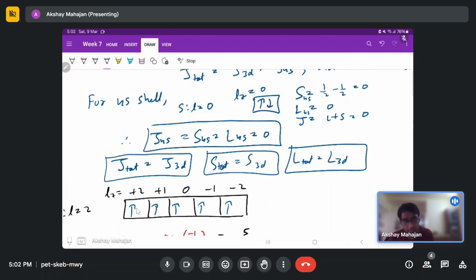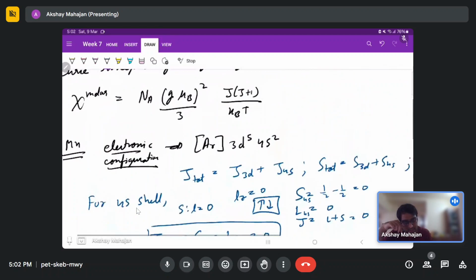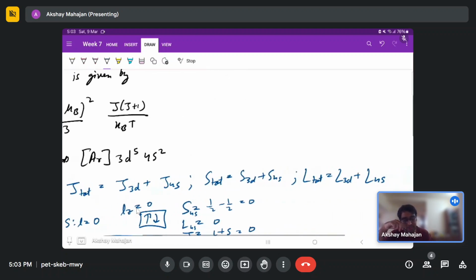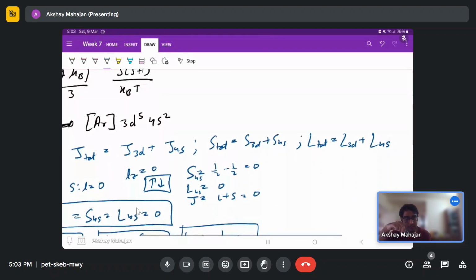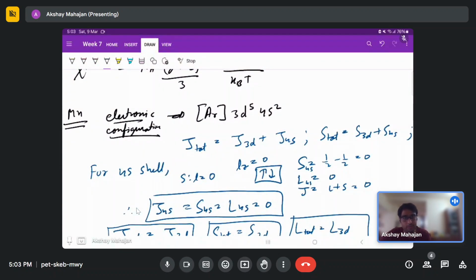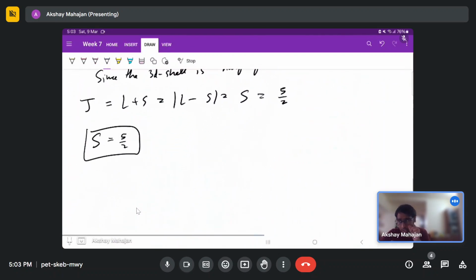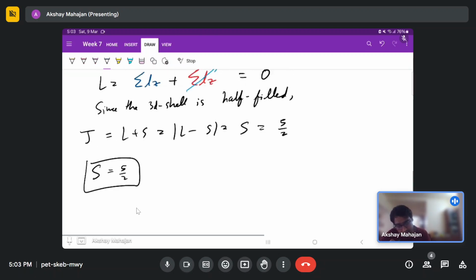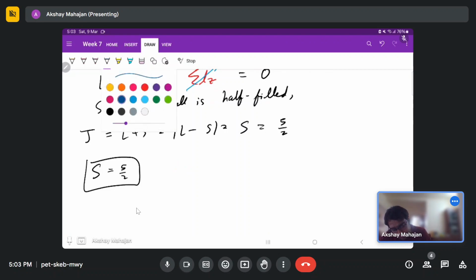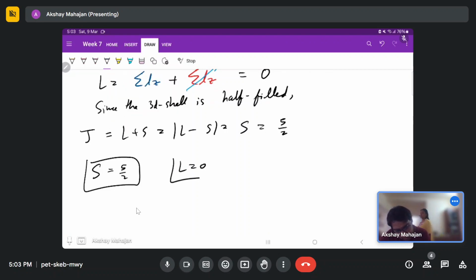So basically, if you have two shells and one of the shells is completely filled, then its contribution to the total moment, either J, S or L, will be 0, because the S, L, J values contribute 0. You just need to solve for the unfilled one, and that will give you the total S, J and L values. So here S is equal to 5 by 2, L is equal to 0, and J is equal to 5 by 2.